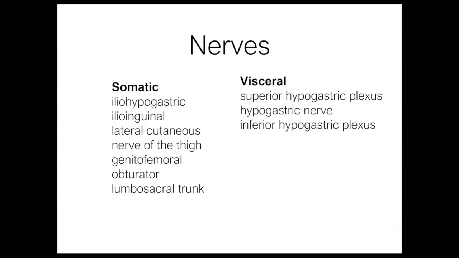So next we come to nerves. When you look at nerves, there are different types of nerves. There are somatic nerves and visceral nerves. The somatic nerves are the iliohypogastric, ilioinguinal, lateral cutaneous nerve of the thigh, genitofemoral, obturator, lumbosacral trunk. The visceral nerves are the superior hypogastric, the hypogastric, and the inferior hypogastric. For us, the ones that we see often are the genitofemoral nerve, when we do radical hysterectomy, and the obturator nerve.